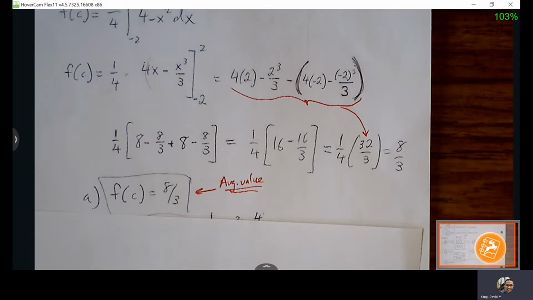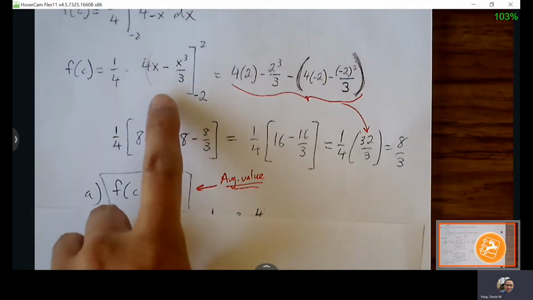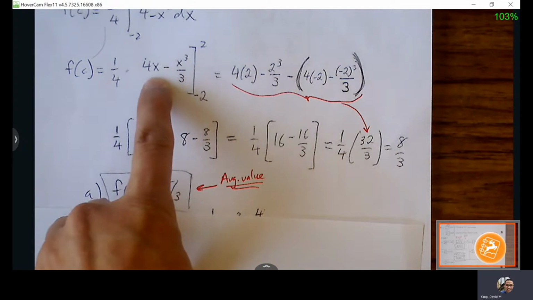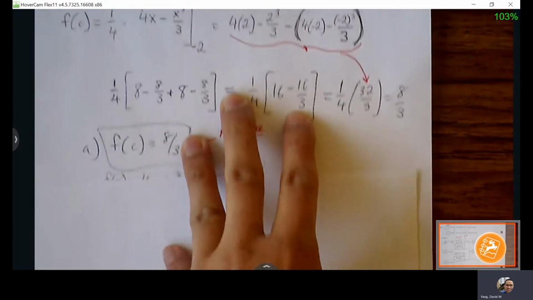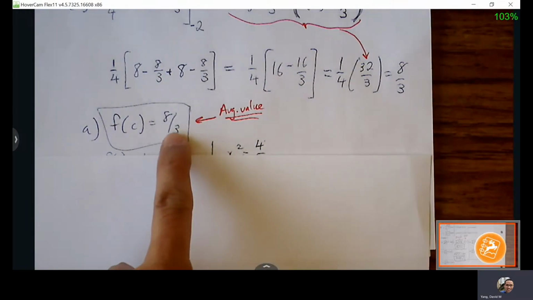No, it's the 4 minus x squared. It's the original problem. No, we're not going to use this 4x minus x cubed over 3 anymore. It's just used to work the bounds in, but now we're back to the original problem. Now we're back to the original graph.